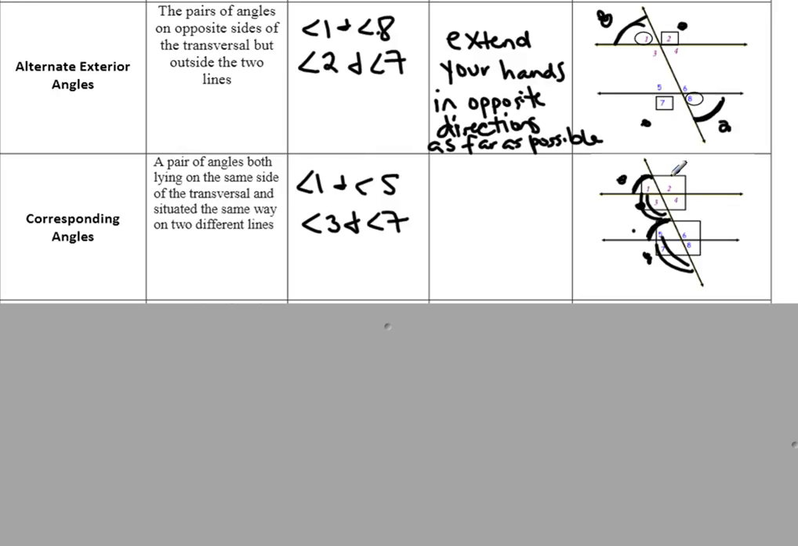Now let's look at the right side of my transversal. Angle 2 is on the top right corner, and so is angle 6, top right corner. So angle 2 and angle 6. And then we have angle 4, which is on the bottom right corner of the transversal, and so is angle 8, the bottom right corner of the transversal. So angle 4 and angle 8 are corresponding.